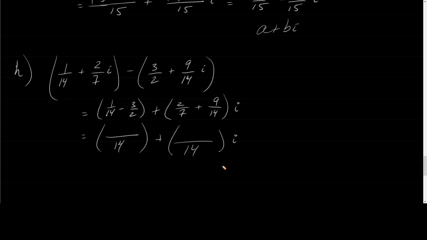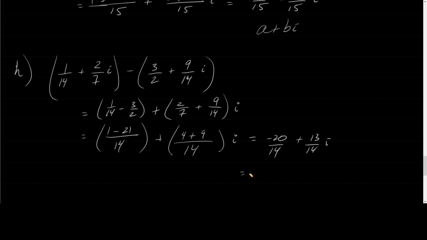And what do the numerators become? Well, to go from 14 to 14, it's already there, so we leave the top as is. To go from 2 to 14, multiply by 7, so 3 times 7 is 21. To go from 7 to 14, multiply by 2, so 2 times 2 is 4. To go from 14 to 14, it's already there, so leave the top alone. And what we get here as a final answer now is just negative 20 over 14 plus 13 over 14i.